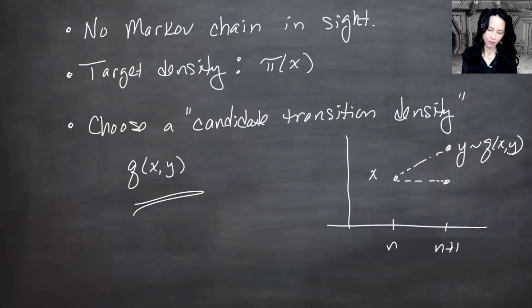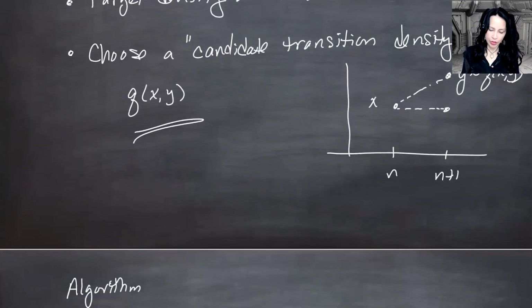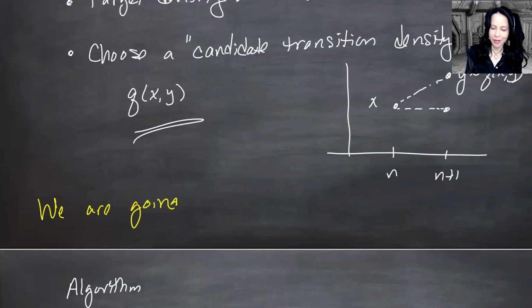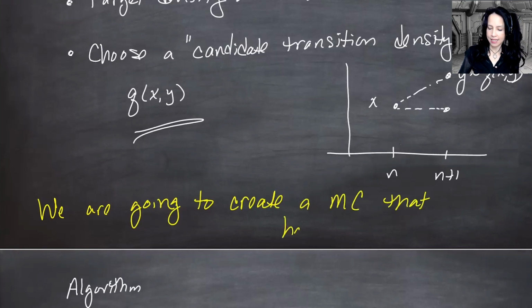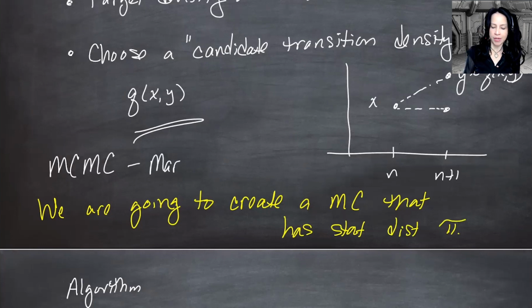So here goes. Oh, and I didn't write it here. I keep saying it, so let me give it some nice bright color. We are going to create a Markov chain that has stationary distribution pi. This is an MCMC algorithm. MCMC stands for Markov chain Monte Carlo.